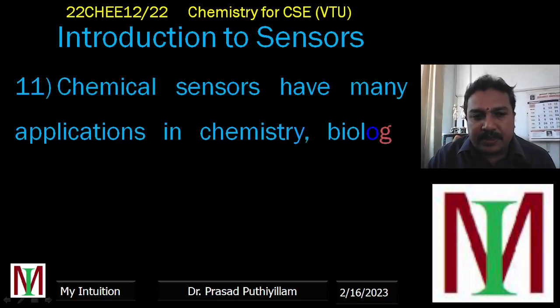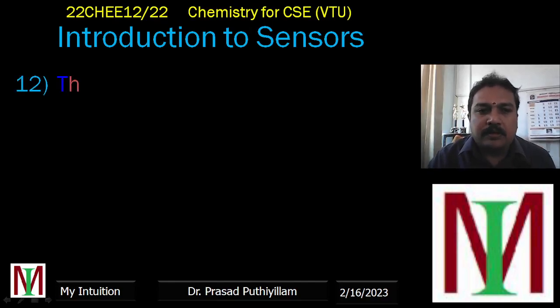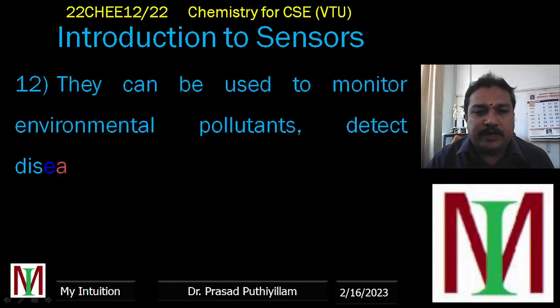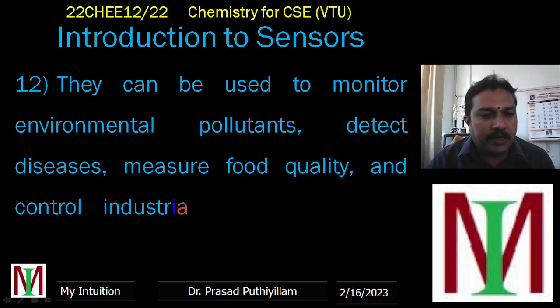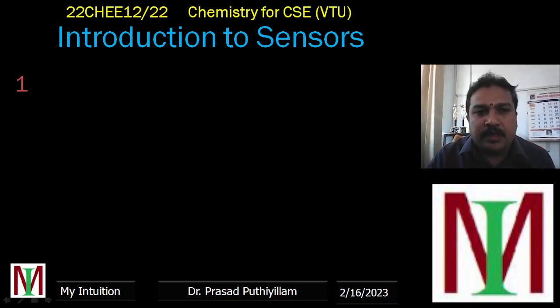Chemical sensors have many applications in chemistry, biology, environmental science, and other fields. They can be used to monitor environmental pollutants, detect diseases, that is biomolecules, measure food quality, and control industrial processes. These are some of the important applications of a sensor.